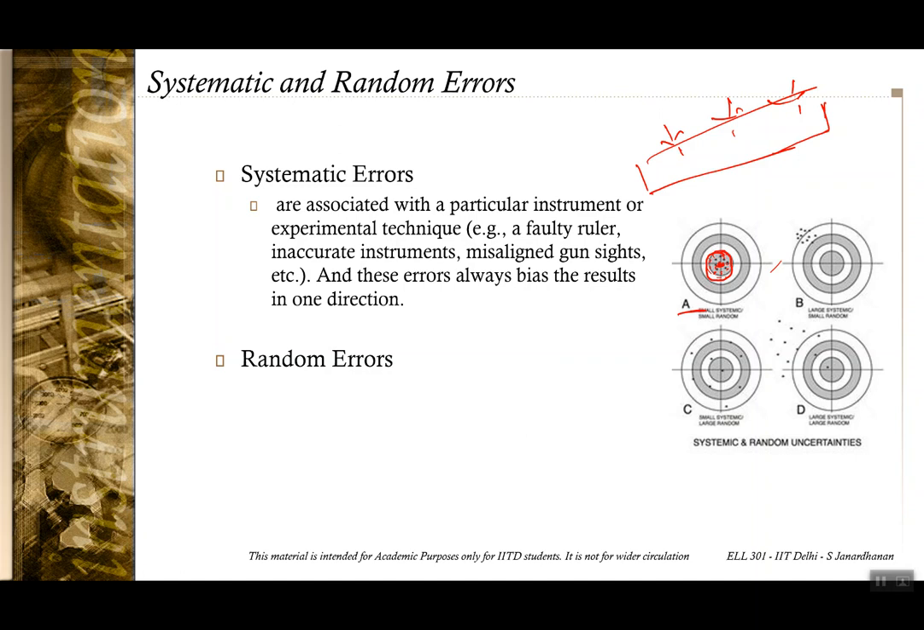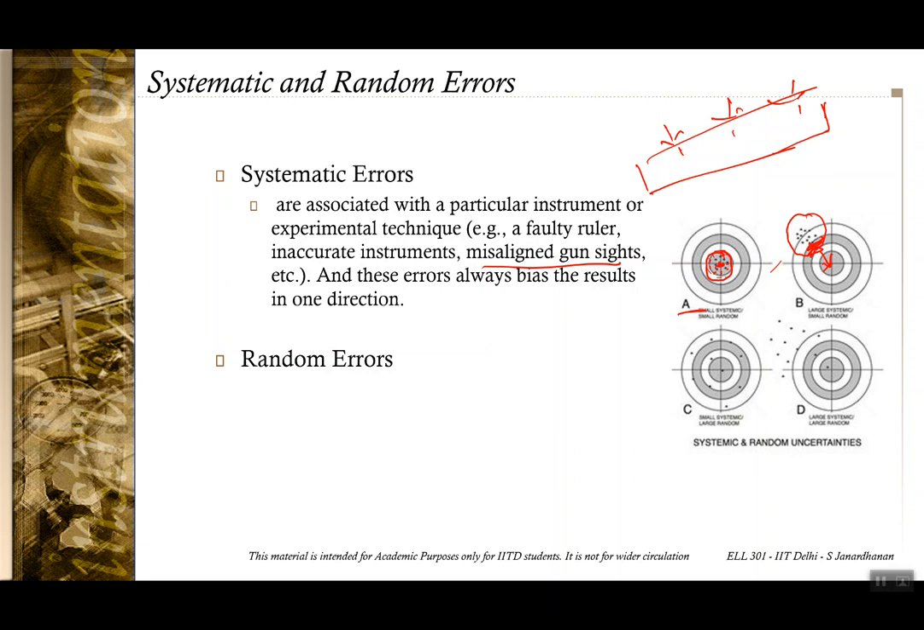We'll talk about the random error a little later. So if you have a faulty gun, a misaligned gun sight, then what is going to happen is all these shots are going to be shifted to one particular direction from this bullseye. So this variation is a systematic error.